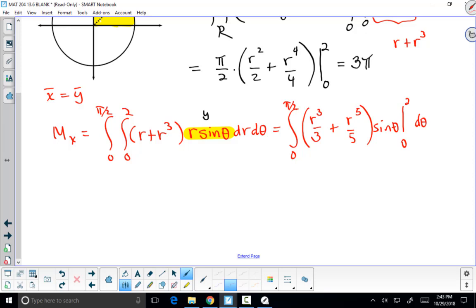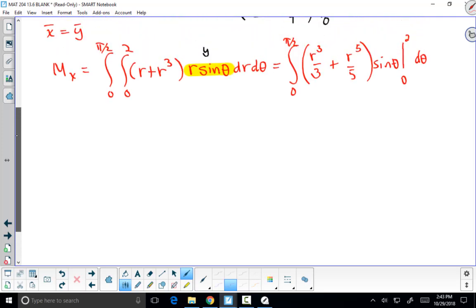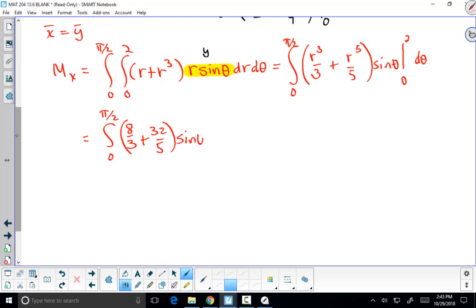Okay, plugging in 2 looks like 8/3 plus 32/5. Someone with a fancy calculator. 136 over 15? Thank you. These modern calculators, super cool.